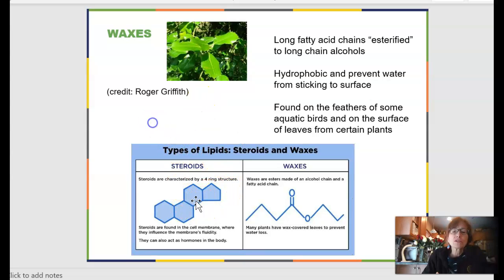Steroids have their own structure. They have these sort of interesting ring-like structures. And these are important for a lot of things. They can serve in producing hormones, or they can act as hormones, and they also are involved with keeping the fluid nature of the membrane. Think cholesterol.